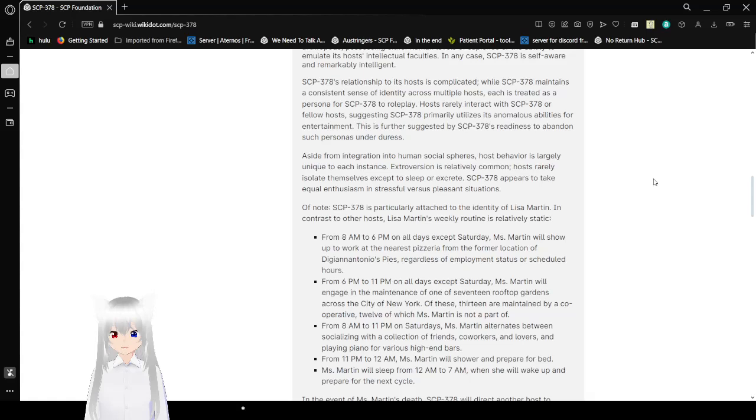From 6 p.m. to 11 p.m. on all days except Saturday, Ms. Martin will engage in the maintenance of one of 17 rooftop gardens across the city of New York. Of these, 13 are maintained by a cooperative which Miss Martin is not a part of.